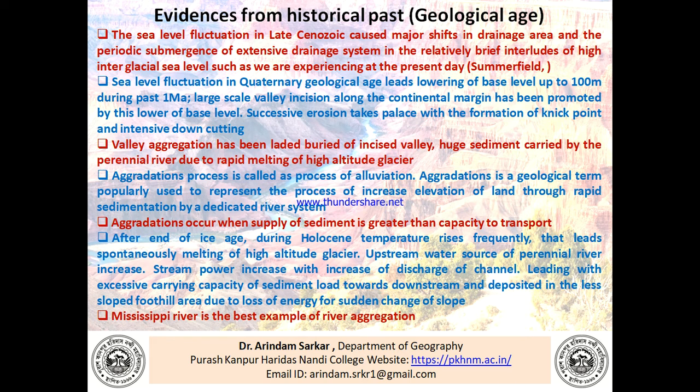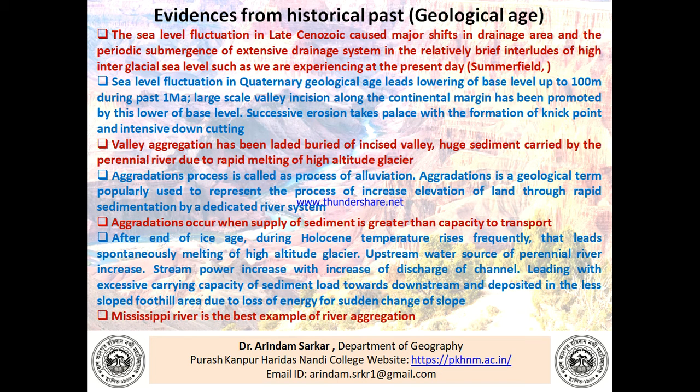Now the valley aggradation. Valley aggradation is the burial of inside valleys by huge sedimentation carried by the perennial river due to the rapid melting of the high altitude glaciers. Aggradation process is also called the process of alluviation. Aggradation is a geological term popularly used to represent a process of increased elevation of land through rapid sedimentation by a depositing river system. Aggradation occurs when the supply of sediment is greater than the capacity to transport.